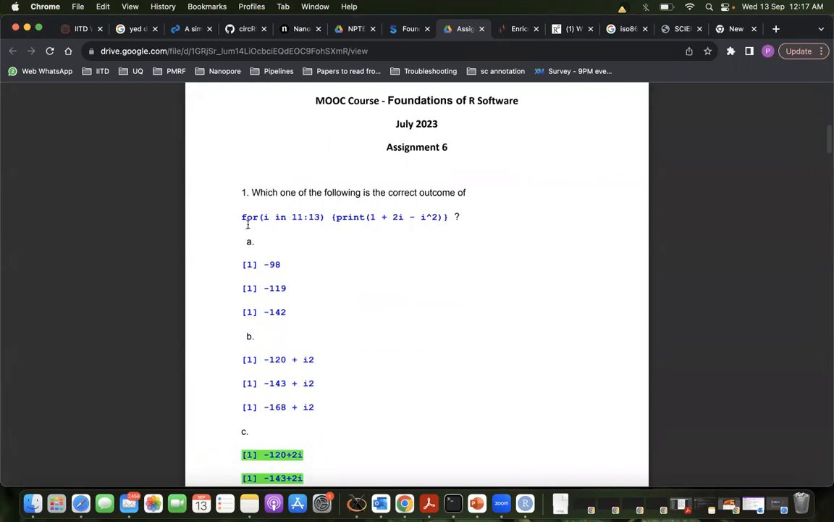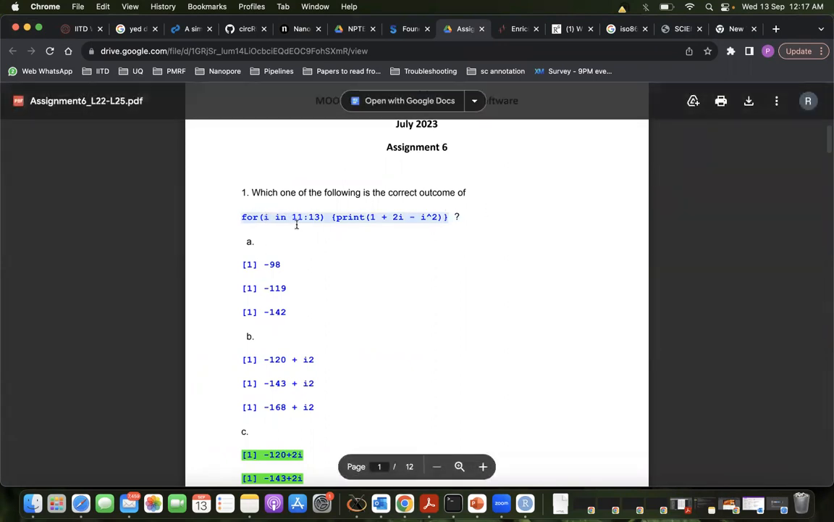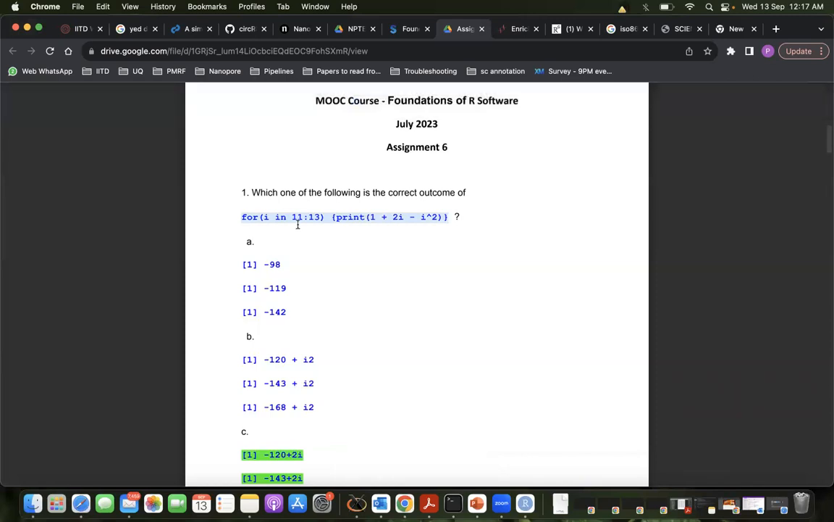So here it's a simple for loop, and you're saying for i in 11 to 13. So 11, 12, 13. The loop is going to run 3 times. And it says print this thing. Now you see here 1 plus i to the power 2 is okay. So i is a number and you're finding the square of that number. That's okay. But now here you see it's written 2i. It's not 2 multiplied by i. Okay.